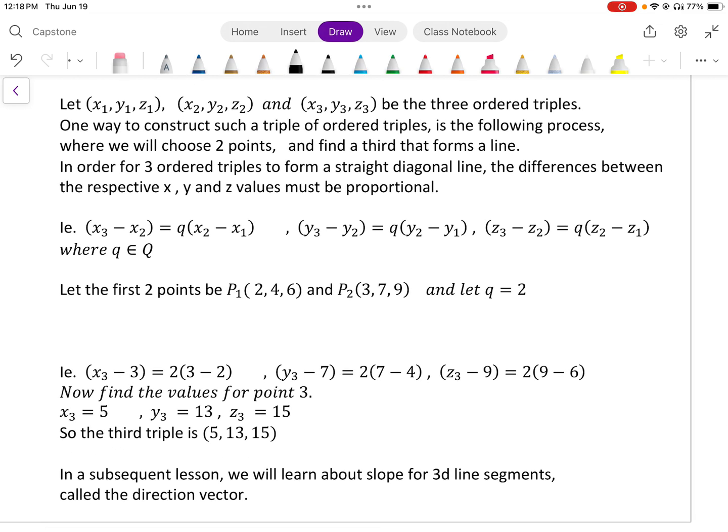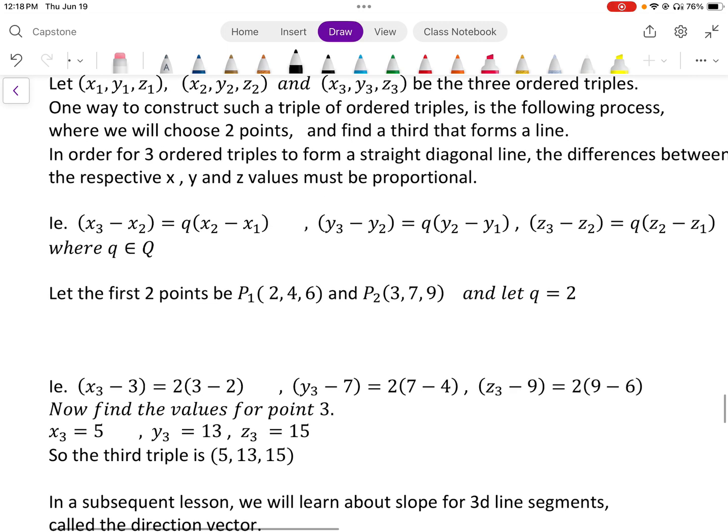Okay, one strategy you could use would be to let x1, y1, z1, x2, y2, z2, and x3, y3, z3 be three ordered triples. So one way of constructing these triples would be to choose the first 2 points, then calculate what the third point would need to be. Basically the differences between x1 and x2, y1 and y2, and z1 and z2, and the differences x3 minus x2, y3 minus y2, z3 minus z2 need to be proportional. This is to say we can multiply by the same constant to get these values. Okay, I'll show you what I mean here.